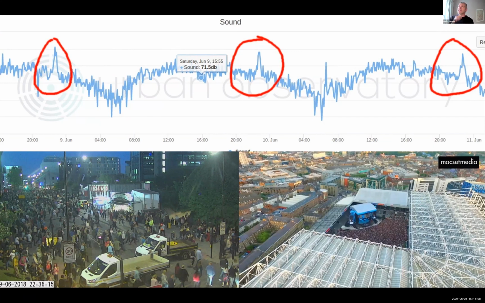This is a particular type of noise pollution we measured a couple of years back. This was Ed Sheeran's concert at Newcastle St. James's Park on 3 consecutive nights. So the peaks there were his encore on those 3 nights. So we've been measuring an awful lot of data and collecting all of this data to try and get a real picture of how the city operates across scale and how all of these things are interdependent and woven together.